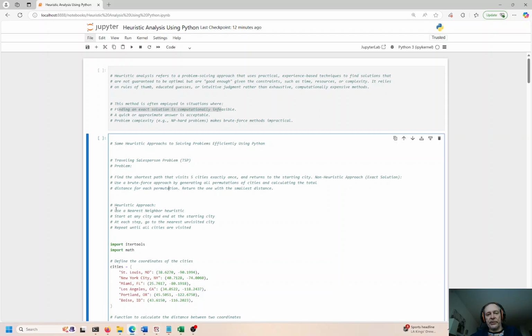Okay, a heuristic approach would use the nearest neighbor heuristic. Okay, like a KNN, like a K nearest neighbor. We will start at any city and end at the starting city, and each step along the way is going to touch on the nearest unvisited city, right? So once you go to one city one time, it's off the list.